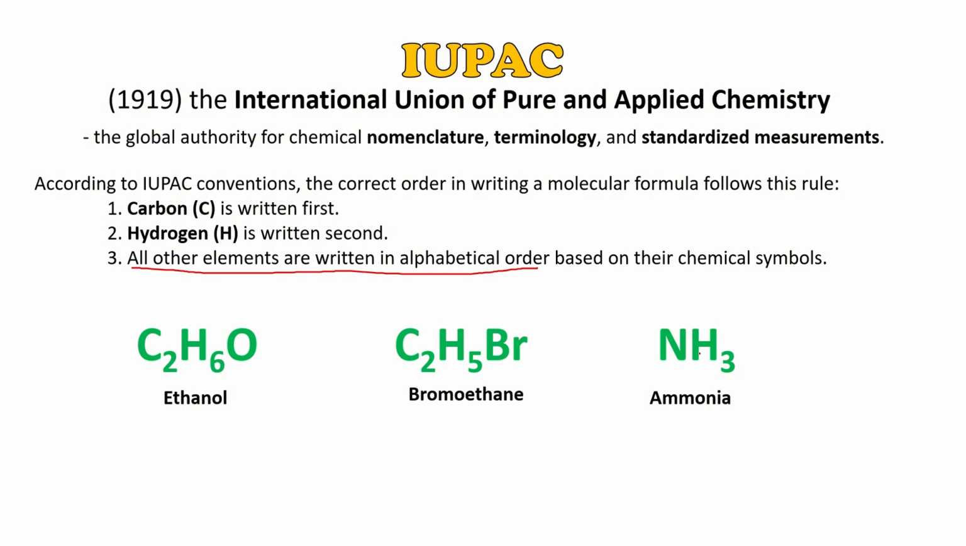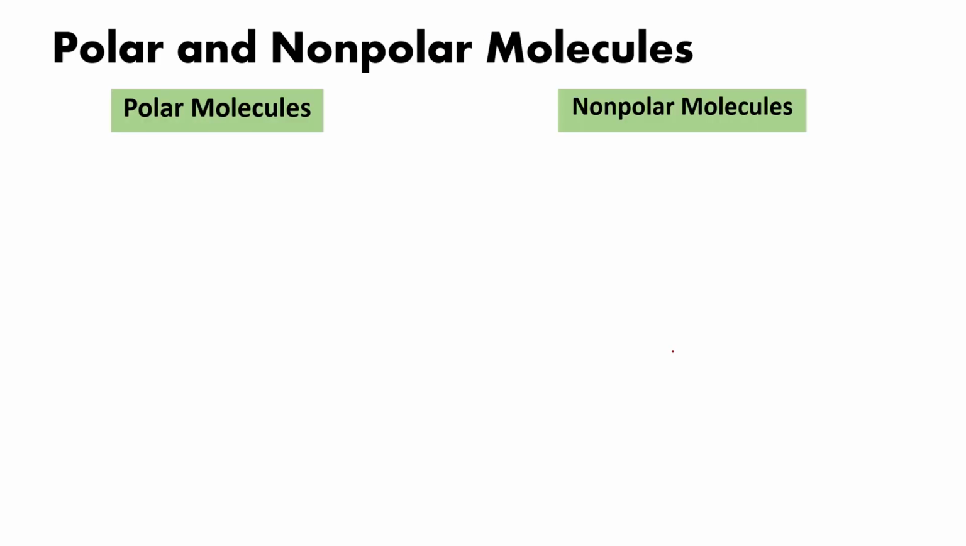Why not write H first and then N? It's because, remember, the central atom first. Since in our structural formula here, the N is our center atom, then we're going to write nitrogen first and then the hydrogen. Okay? Now, polar and nonpolar molecules.